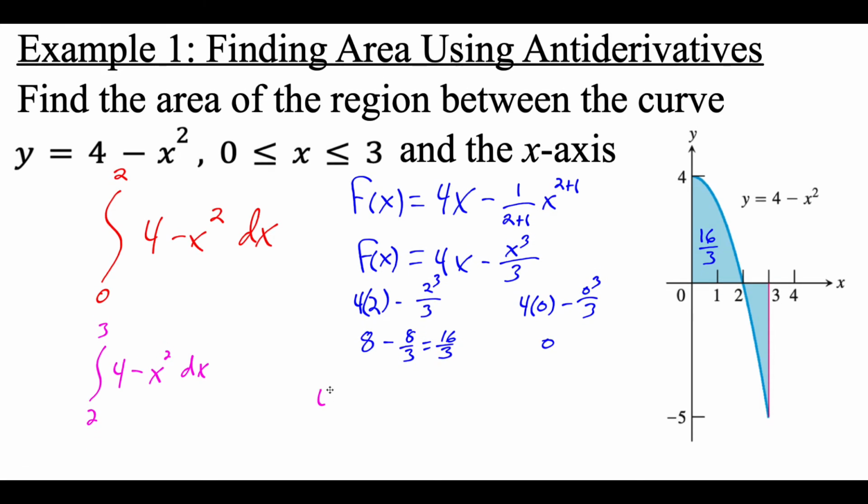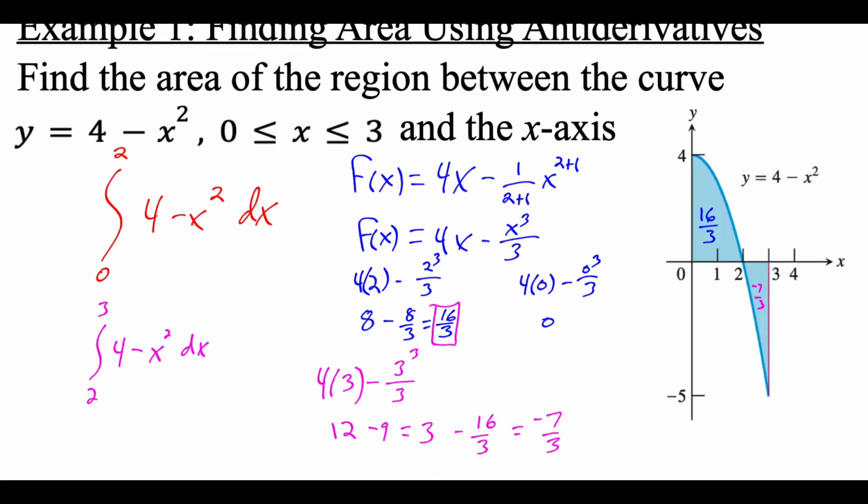So we'll do 4 times 3 minus 3 cubed over 3. 4 times 3 is 12. 3 cubed is 27. 27 divided by 3 is 9. So 12 minus 9 is 3. Now, as we go to plug in the 2, we actually did that earlier and got this 16 thirds. So I'm going to do 3 minus 16 thirds, which ends up being negative 7 thirds. So this portion below the x-axis gives us negative 7 thirds for an area.